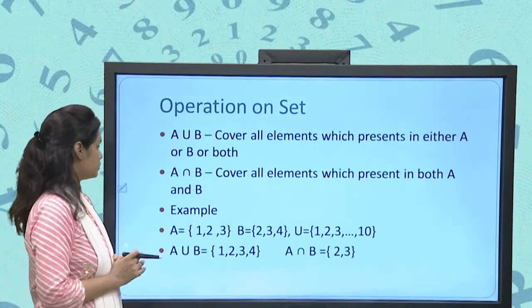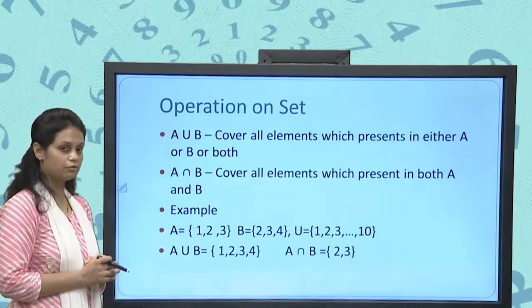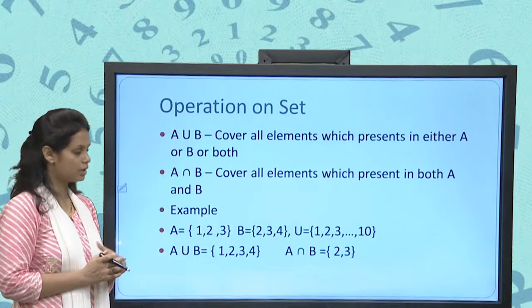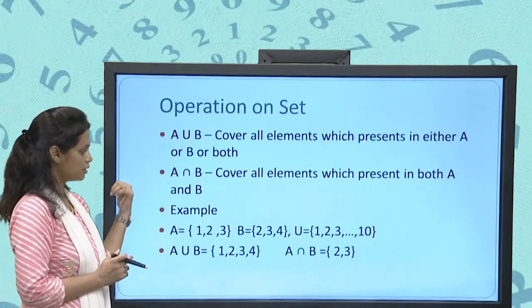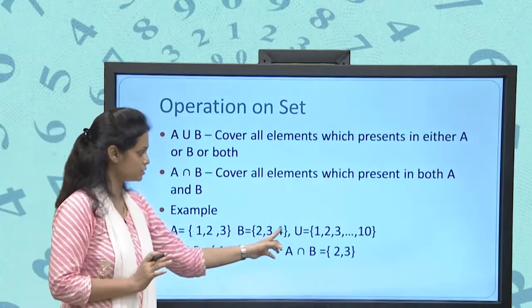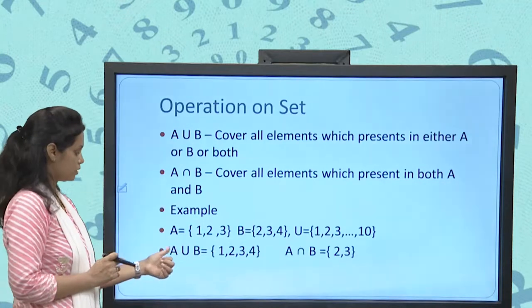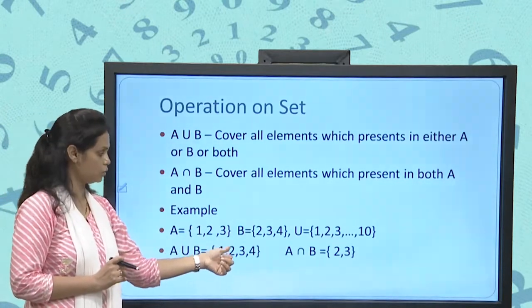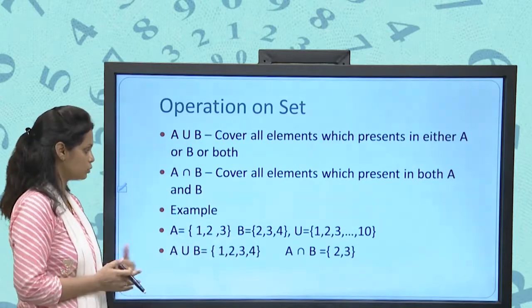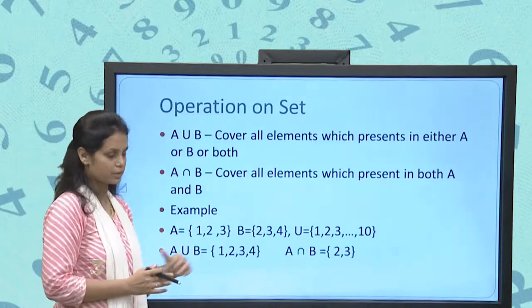Now next we will see the example. Suppose our A is 1 2 3 and B is 2 3 4. We will find the union. Our universal set is 1 2 3 up to 10. A union B is 1 2 3 4. Why is it 1 2 3 4? Because 1 2 3 is present in A, and 2 3 4 is present in B.